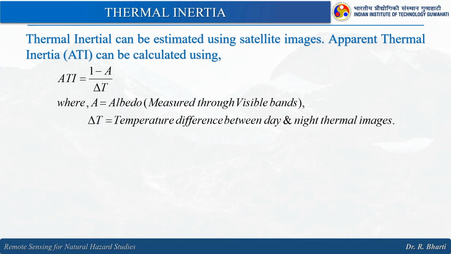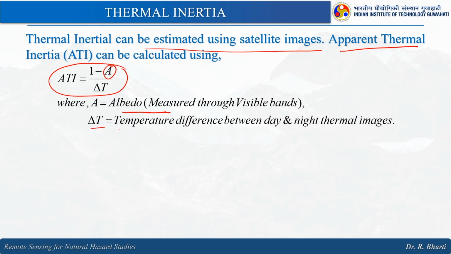So, in this particular work, thermal inertia is used, and the apparent thermal inertia is calculated using this equation: 1 minus A divided by delta T. A is basically your albedo, this is the broadband reflectance, and the delta T, remember, the ASTER data was used to measure the temperature difference.